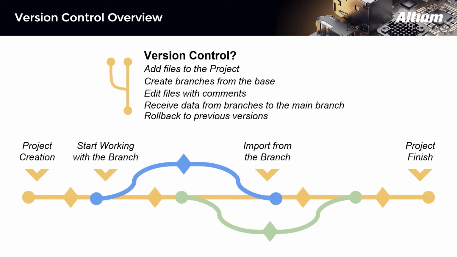Version control can be used to perform the following operations on project files: adding files to the project, creating a separate copy of the project, also referred to as a branch, editing files, providing a data connection to use uploaded data from the repository. Let's review the typical workflow in a version control system.